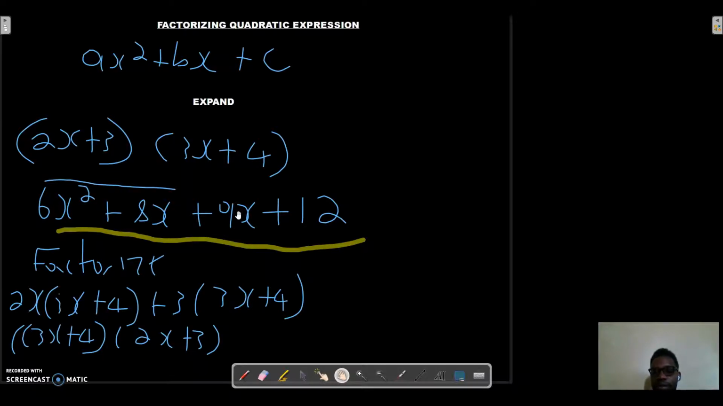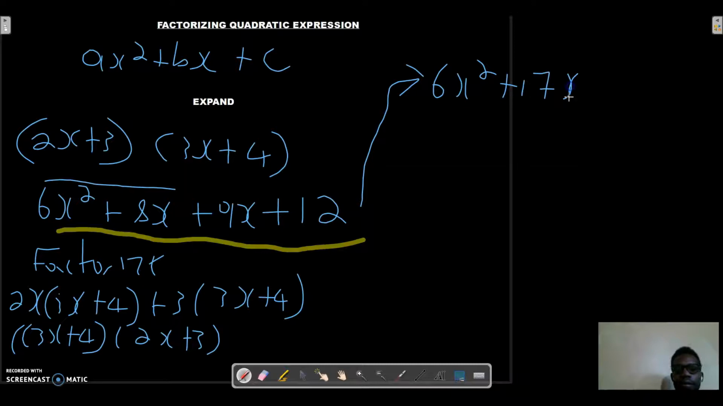So what does that tell me? What that is telling me is that if we were to simplify this, so let me go ahead and simplify this. Let us take this over here. If I were to simplify this, I would have 6x squared plus 8x plus 9x, that's 17x, plus 12. Now, notice that when we multiply 6 by 12, we get 72. Also, when we multiply 8 by 9, we also get 72.